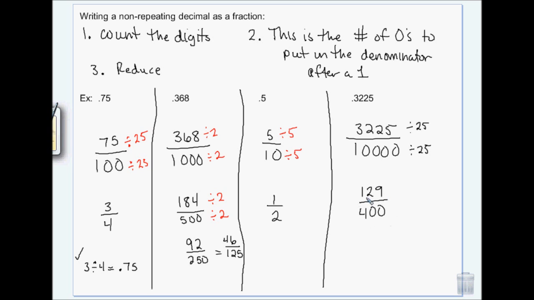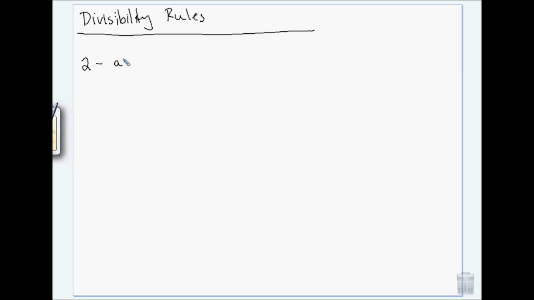Okay, and then these don't divide by the same thing, so we're done there. Okay, divisibility is the ability to divide evenly by something. So if we're talking about divisibility rules, we're talking about the ability of something to divide evenly by a certain number. All right, so to divide evenly by 2, any number that's even, so if it ends in 0, 2, 4, 6, or 8, it will divide by 2.